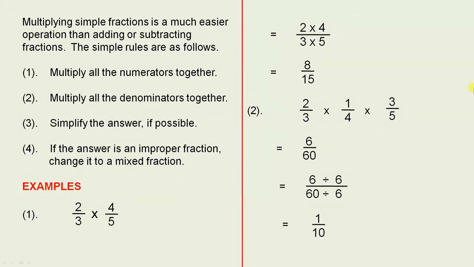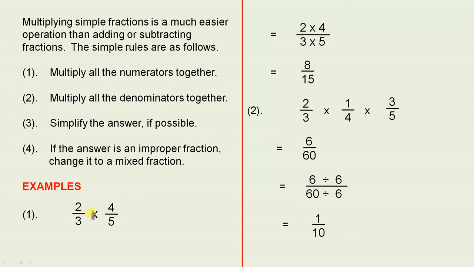The simple rules are as follows. Number 1, multiply all the numerators together. Number 2, multiply all the denominators together. Number 3, simplify the answer if possible. And number 4, if the answer is an improper fraction, change it to a mixed fraction. Let's look at some examples.